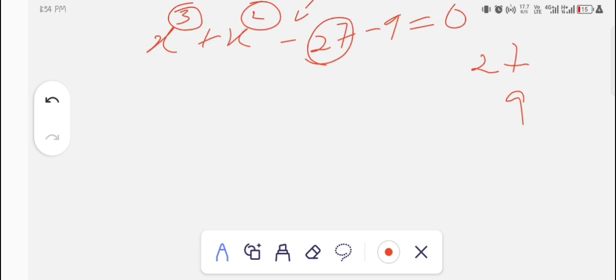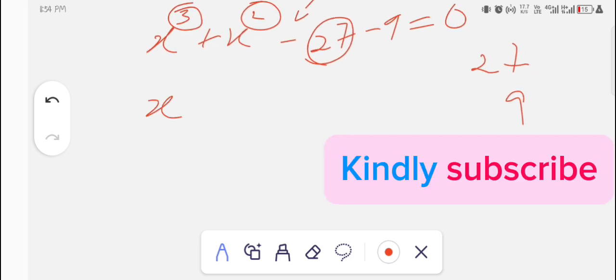Going forward, we can rearrange to have x cubed minus 27, plus x squared minus 9 to be equal to 0. We have done no harm to the equation. We are only just rewriting the expressions, right? Good.